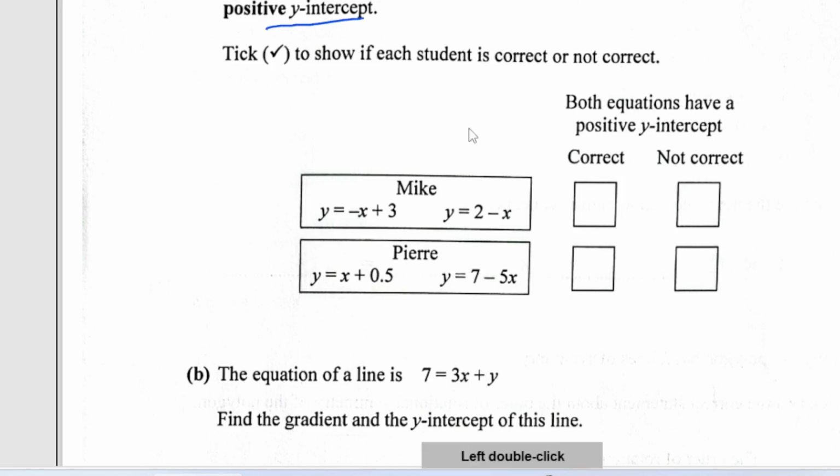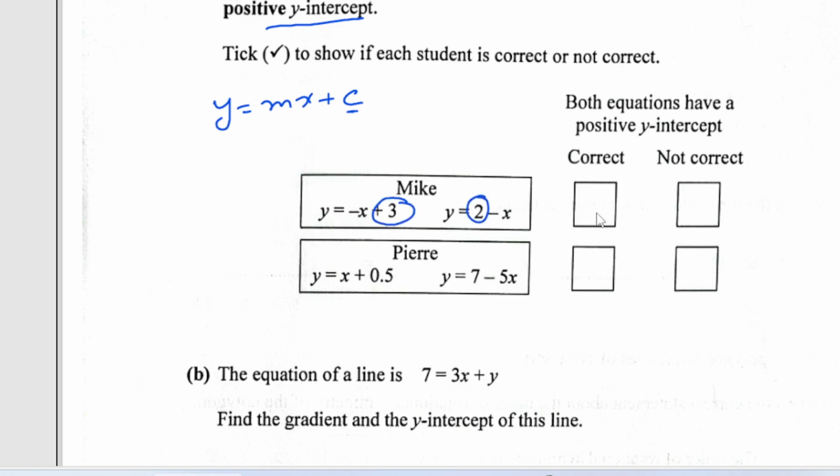Tick to show each student is correct. Now the standard form of the line equation is y equals mx plus c. If you see, here we are looking for the y-intercept, c is the y-intercept, right? So the y-intercept here is positive 3, and the y-intercept here is positive 2. So this is correct.